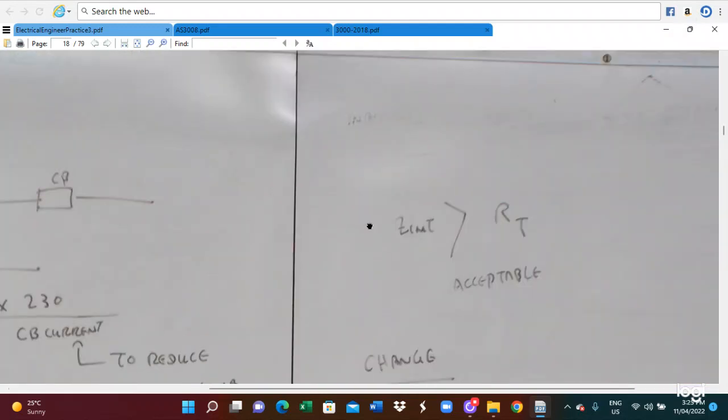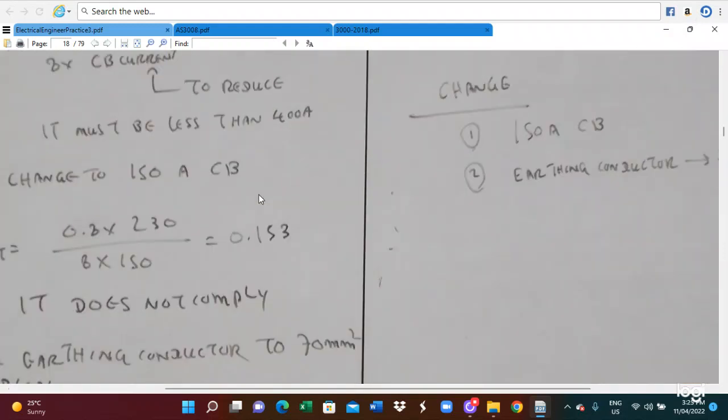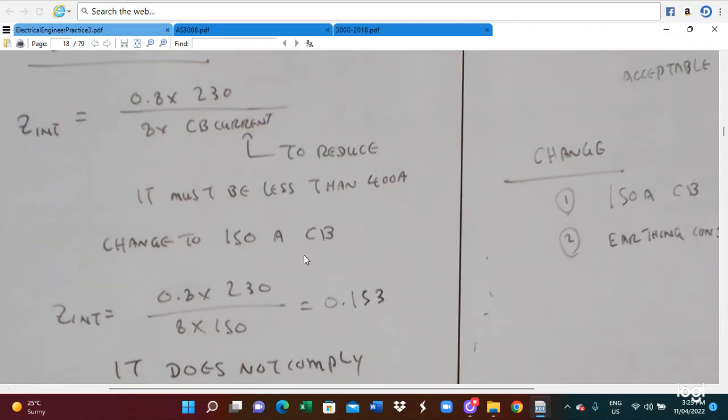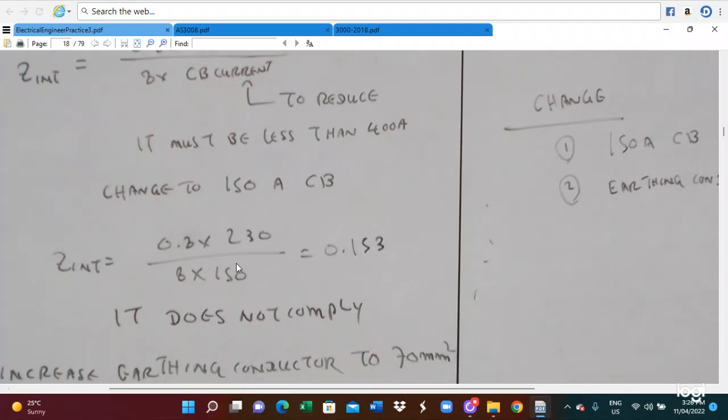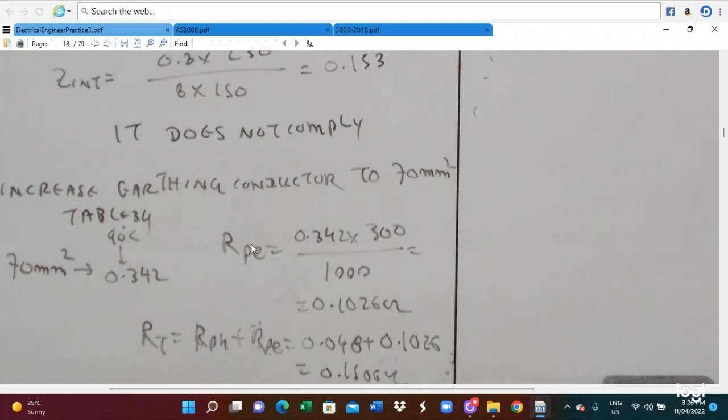So in this case, ZINT we got it here. So this is the resistance. Therefore, we increase the resistance as well. So in this case, ZINT is to be calculated. In this case, another thing is that we have to reduce the circuit breaker current. The circuit breaker we originally used was a 400 ampere circuit breaker. So we reduce it to 150, because after 400 there will be 150. So with this 150 you calculate ZINT, 0.153. ZINT 0.153 we got, and here is RPH and RPE.